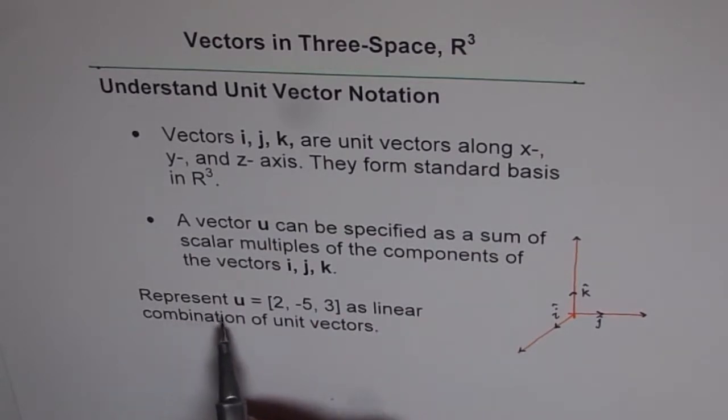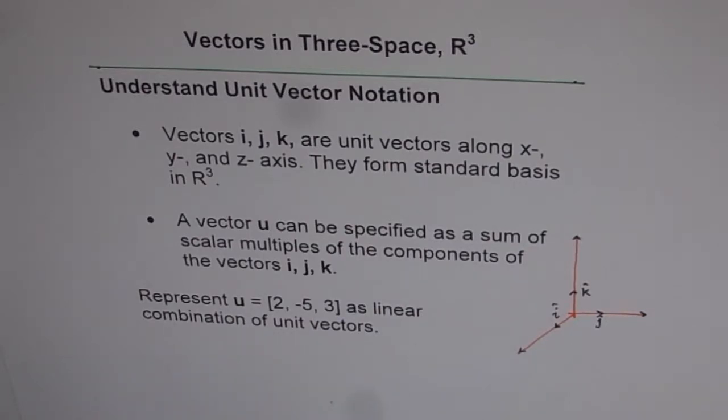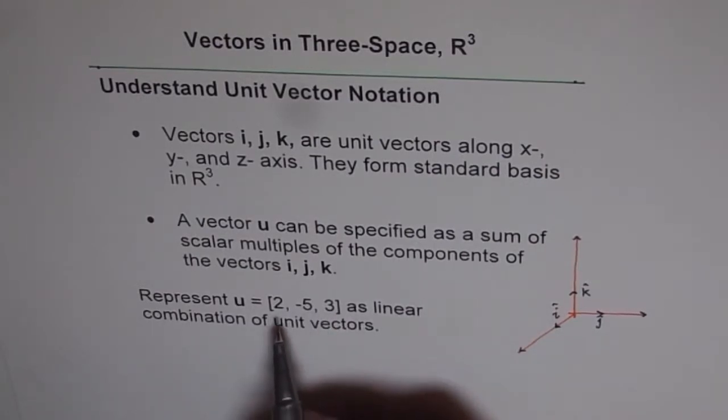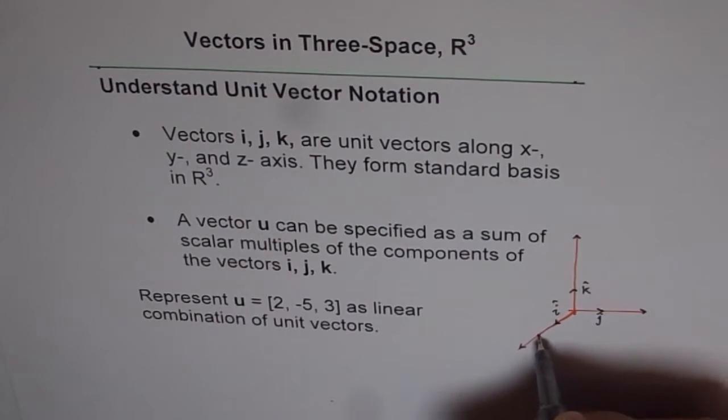Let's say we have a vector u which is (2, -5, 3). Now we need to represent this in unit vector notation. So what does it mean? It really means that we have 2 along the x-axis, right? When we say (2, -5, 3), these are our direction numbers. So if you have to draw this vector or see the position of this vector in R3, how are we going to go about it? Basically, 2 is a direction number along the x-axis. So it is like this is 1, then 2 will be like this, correct?